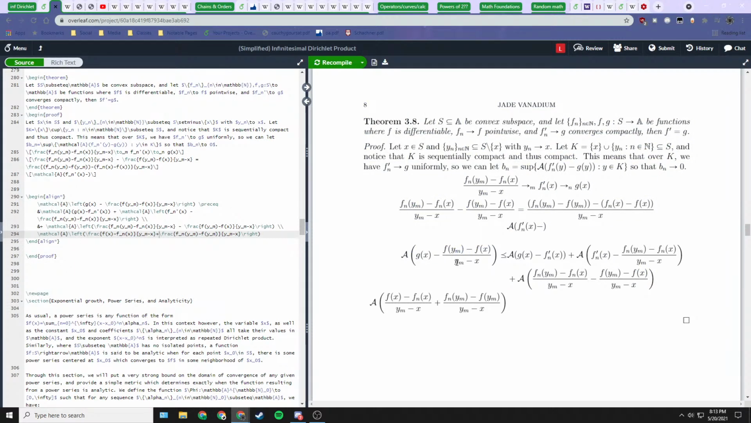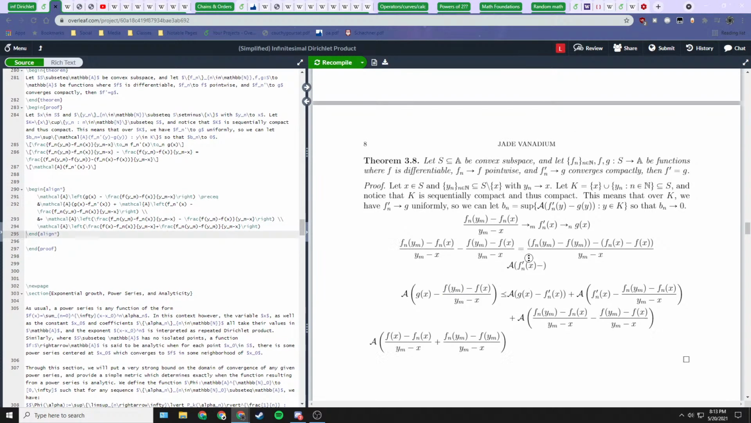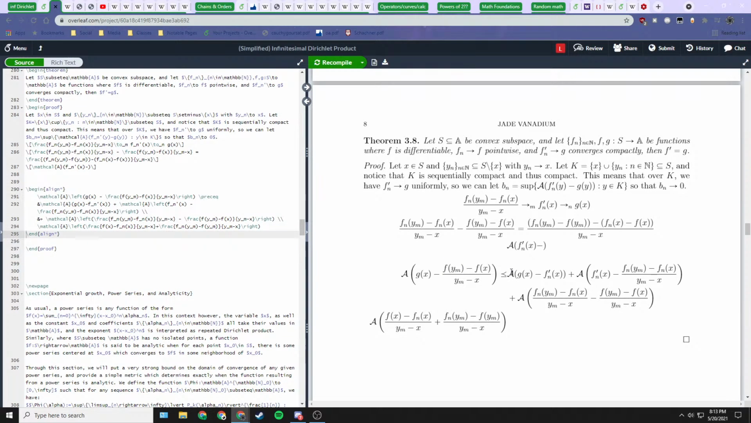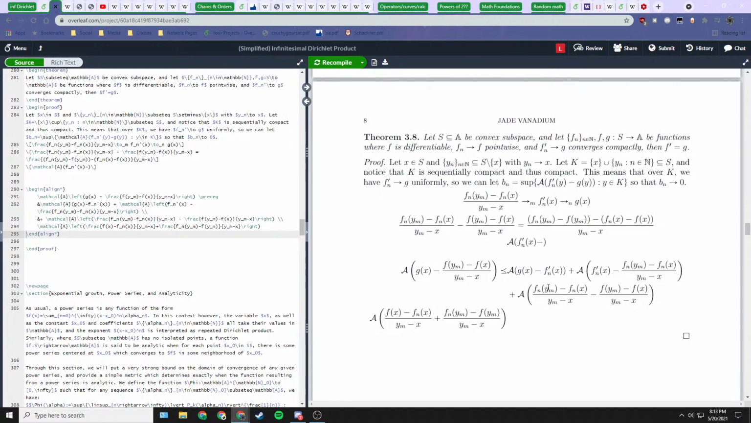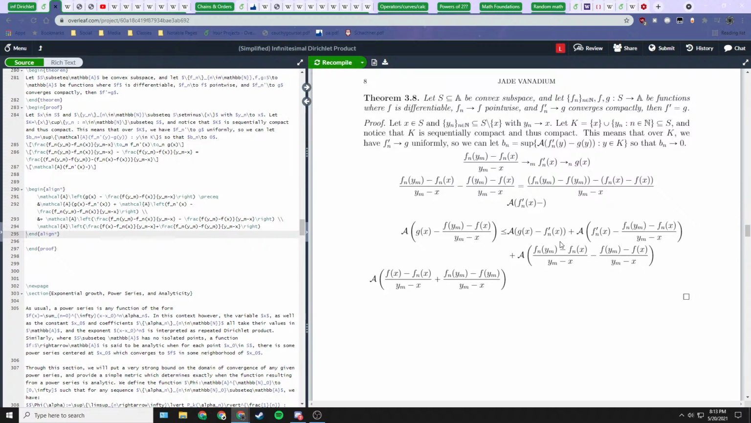We know that, so all we have to do is take a limit as m goes to infinity. If we take this term here and limit n to infinity, so this is less than or equal to this for all n. So if we limit n to infinity first, this term will go to 0 because f_n prime limits to g, right? f_n prime of x, g of x minus f_n prime of x.